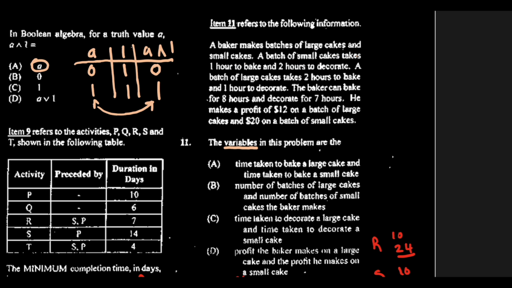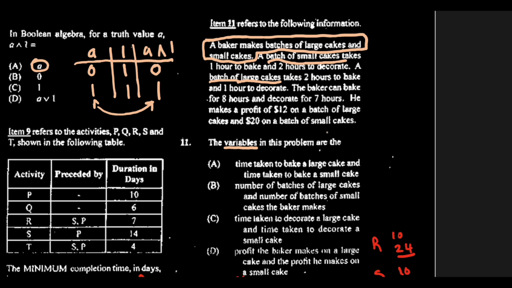A batch of small cakes takes 1 hour to bake and 2 hours to decorate. So we're talking about small cakes here. Then we have a batch of large cakes takes 2 hours to bake and 1 hour to decorate. So we're talking about large cakes here. So a batch of large cakes, and earlier we said a batch of small cakes. So technically you can already see that these two mentioned are the variables without even continuing.